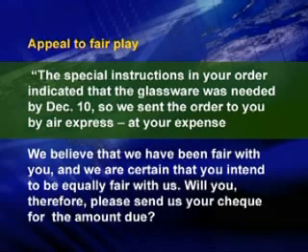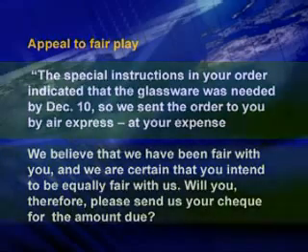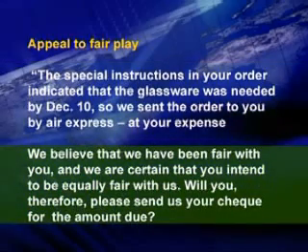As a matter of fact, what has happened in this dealing with the customer is that the supplier sent the product by air. So naturally, the cost of transportation would have increased. And the receiver refused to pay. And that's why they are claiming an excessive charge. So justification is here in the first paragraph. Second, we believe that we have been fair with you, and we are certain that you intend to be equally fair with us. Will you therefore please send us your check for the amount due?